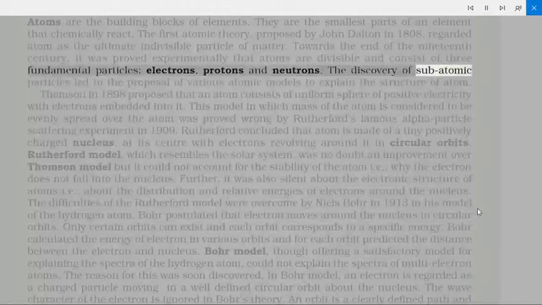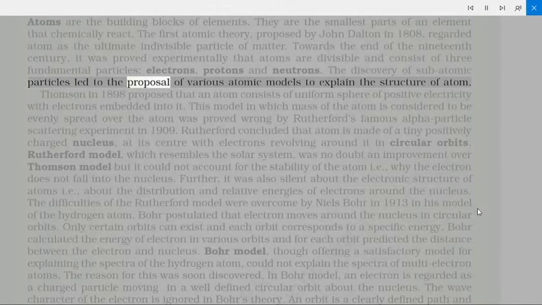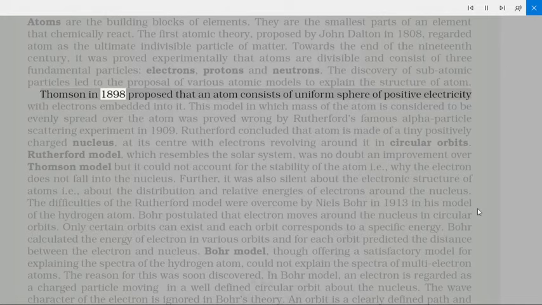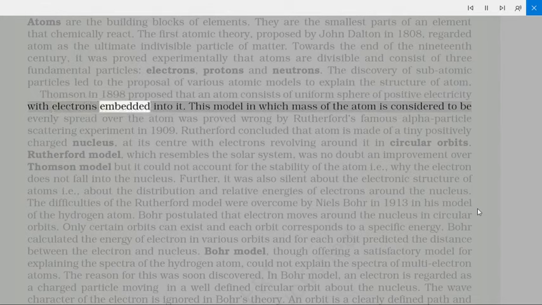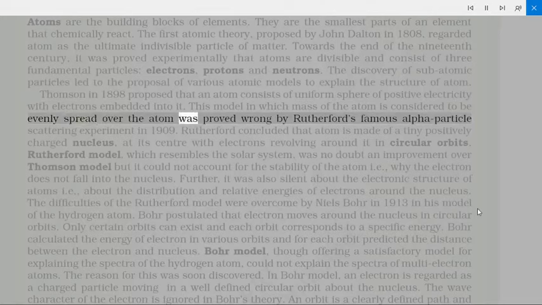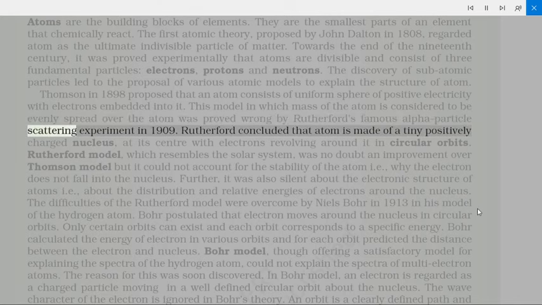The discovery of subatomic particles led to the proposal of various atomic models to explain the structure of atom. Thomson in 1898 proposed that an atom consists of uniform sphere of positive electricity with electrons embedded into it. This model, in which mass of the atom is considered to be evenly spread over the atom, was proved wrong by Rutherford's famous alpha particle scattering experiment in 1909.